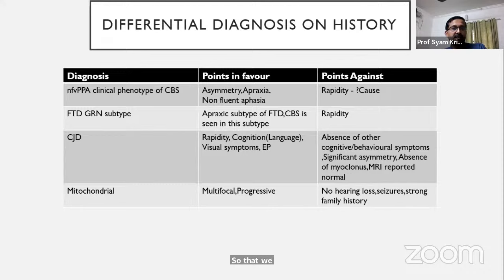And considering the rapidity of progression, I think CJD, with an initially normal MRI that rules out a structural pathology. Yes. And later on, you found characteristic features of CJD in this patient. So I think that takes you to a diagnosis of CJD. Yes.